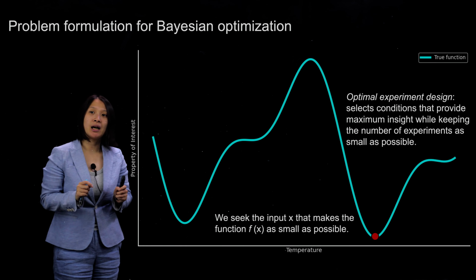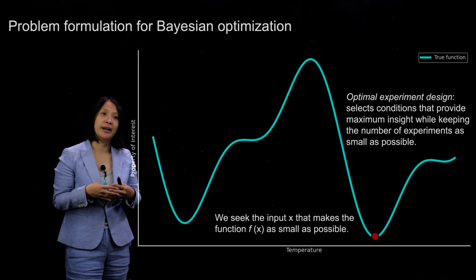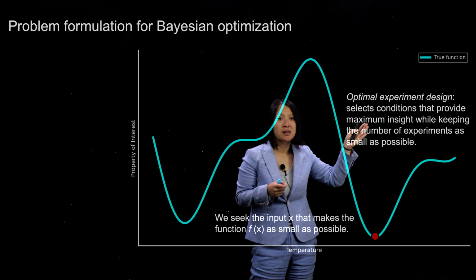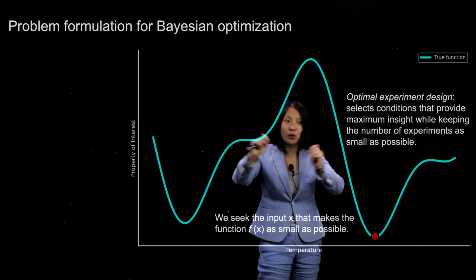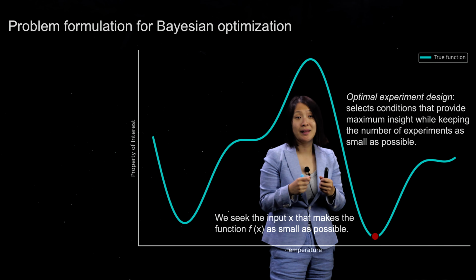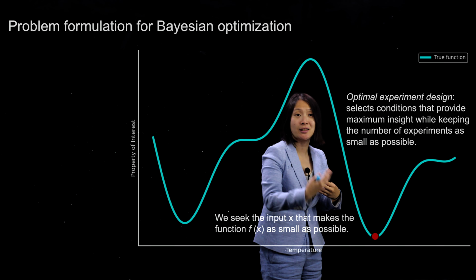But typically, as we try to design the iterative learning of our experimental workflow, we are thinking about the optimal experimental design. So we are not randomly selecting where to take our next data point. We are trying to select the conditions that provide the maximum insight while also keeping the experimental budget low. We are trying to find the insight of our parameter space with a minimal number of experiments. Or it can also be the shortest time and the cheapest fashion.